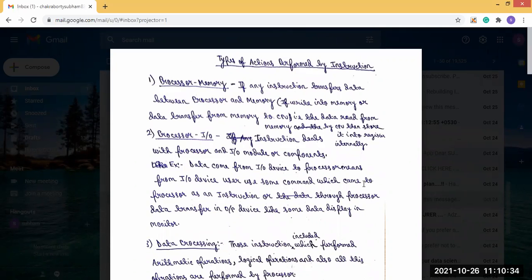And the vice versa example is what? If the data is coming from the processor to the input output device, that is when the data is transferred to the output device. That means when we are seeing the result, when the data is displayed on the monitor, that is the example of processor to input output device. The data is transferred from the processor to the output device.